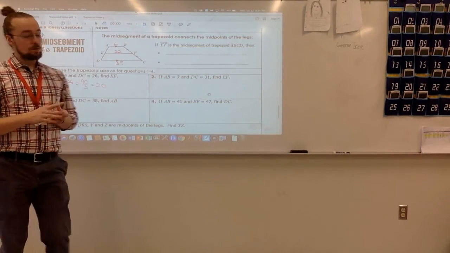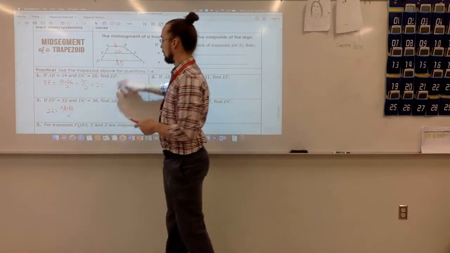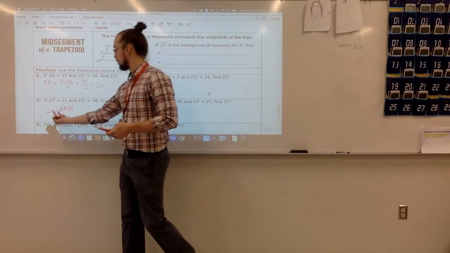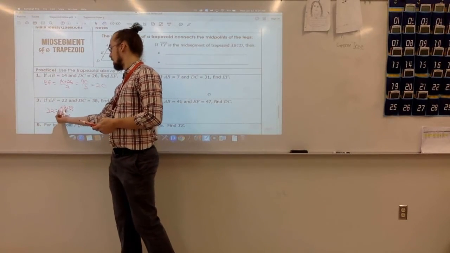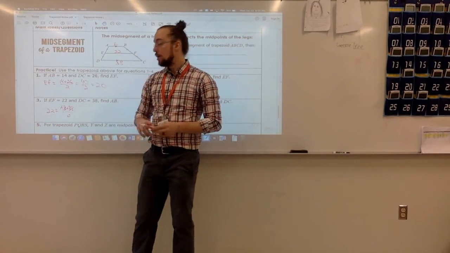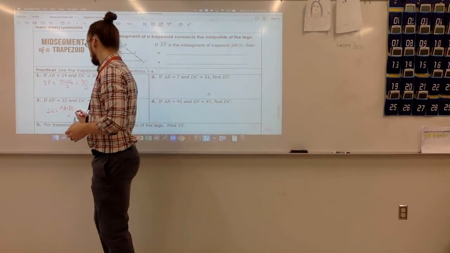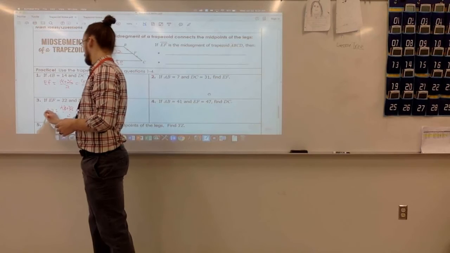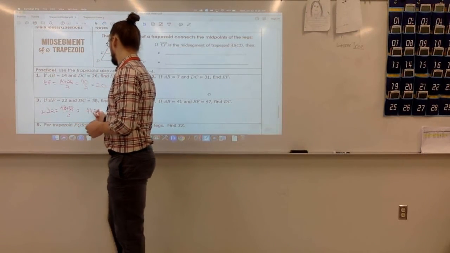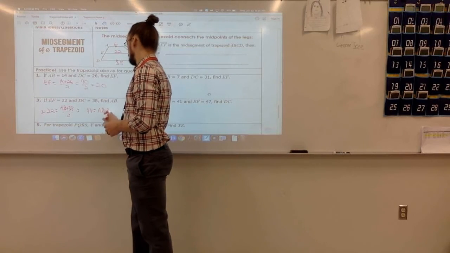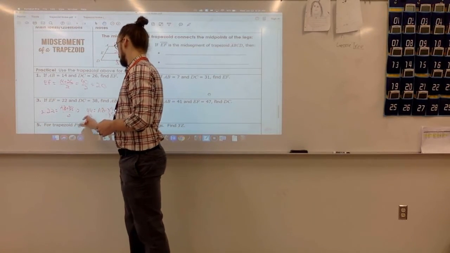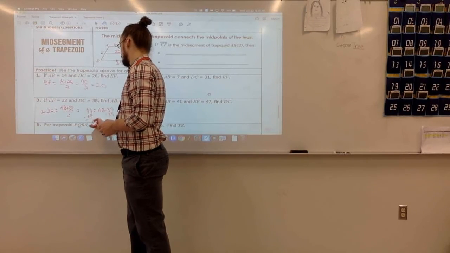So what's the shortcut here? So this is how we would set up an equation to solve. We're saying the length of the midsegment equals the sum of the two parallel sides divided by 2. So we could solve this if we multiplied both sides by 2. We would get 44 equals AB plus 38. Subtract the 38, and we would get AB equals 6.